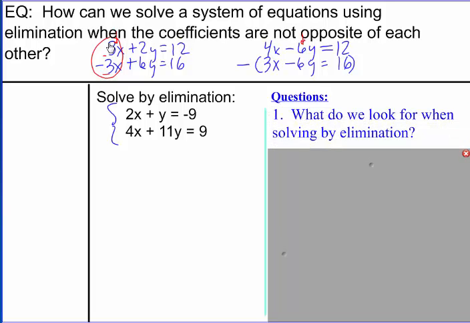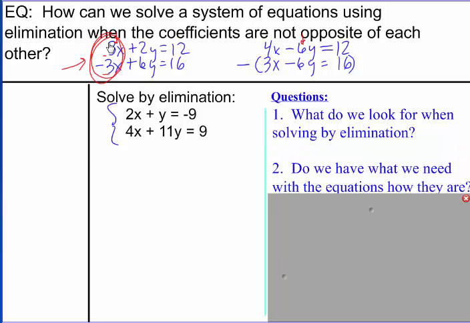So I have some questions over here for you to think about. Okay, so you kind of have to think about, okay, what are we looking for when we're solving by elimination? Gave you a little bit of a hint above, right under the essential question there. We're looking for two of our variables, like right here, to be opposite of each other. One is positive, one is negative. The number part is the same.